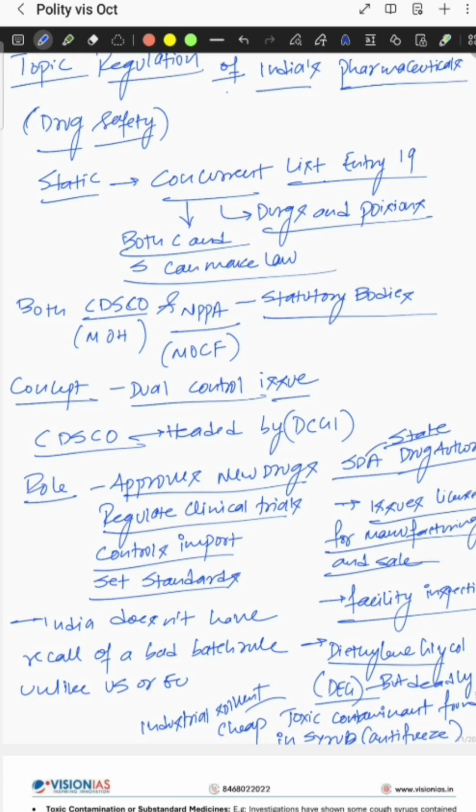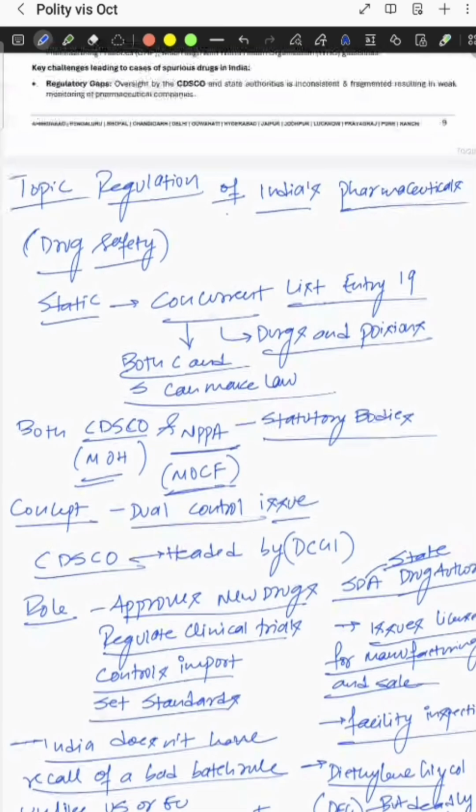The loophole here is that the manufacturer takes a license from the State Drug Authority, and they can manufacture anything. They pay, and most of the officers are corrupt and don't follow the rules and regulations. So it's a loophole for them. And in India we don't have recall of a bad batch, unlike in the US and EU. So that's the point here. And CDSCO is under the Ministry of Health, and NPPA is under the Ministry of Chemicals and Fertilizers.